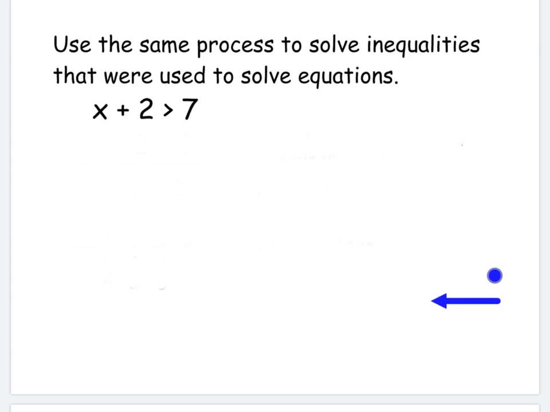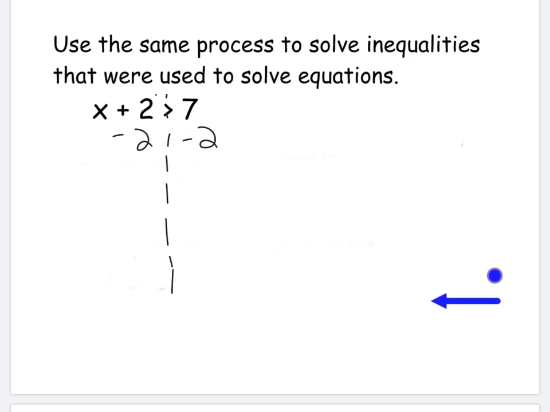So we use the same process to solve inequalities that we use to solve equations. So if I had this simple inequality, x plus 2 is greater than 7, my goal is still the same, to isolate the variable. So I start by getting rid of what is on the same side of the inequality symbol, which is the 2. So to get rid of plus 2, I still have to do the opposite, which is minus 2. So I have to subtract 2 from both sides.